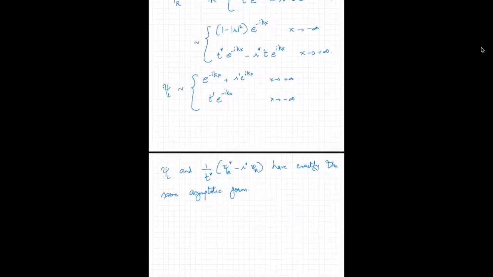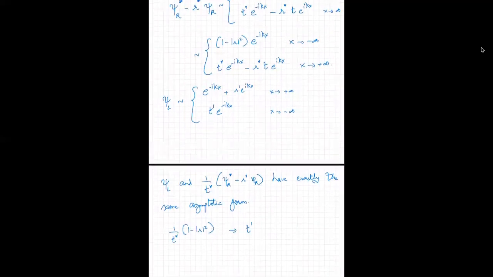Okay, so if I make this formal identification, then there emerges a relation between the reflected and transmitted coefficients of things going to the left and reflected and transmitted coefficients of things going to the right. What is this? Well, let us compare these two. So I'm comparing 1 over t star times 1 minus mod r square. This is the coefficient of e to the minus ikx, right? And this has to be t prime, because this is the coefficient of e to the minus ikx for psi L in the minus infinity region.